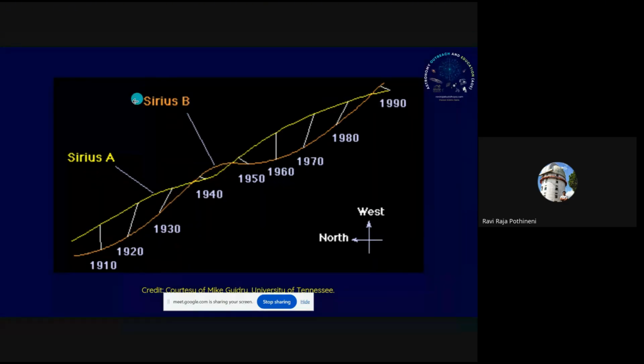Because of the presence of Sirius B, what is happening to Sirius A? It is getting affected. It is not a straight line. You can see it clearly. It is undergoing a perturbation. It is wobbling. That wobbly movement is because of the presence of a white dwarf along with Sirius A. So the Sirius AB system is not a single star. It has a companion with it. It is called Sirius B. It is a white dwarf.